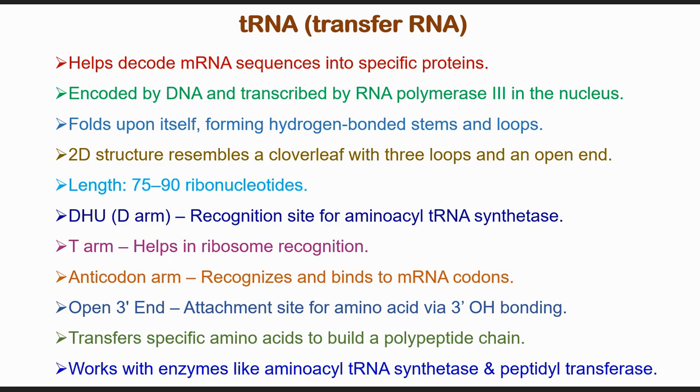In general, tRNA reads the code on the mRNA sequence in the ribosome and translates it into a specific amino acid. It does so along the length of the mRNA and gives out a polypeptide chain of amino acids in association with other important enzymes like amino acyl tRNA synthetase and peptidyl transferase.